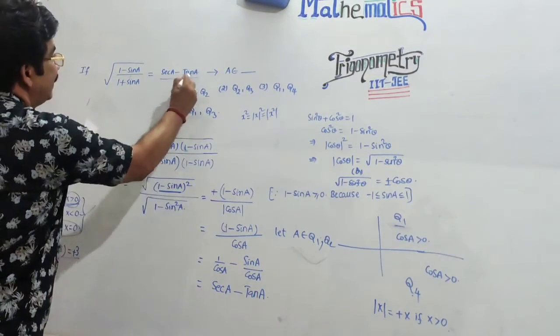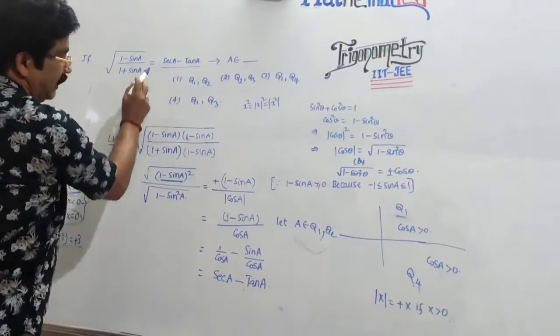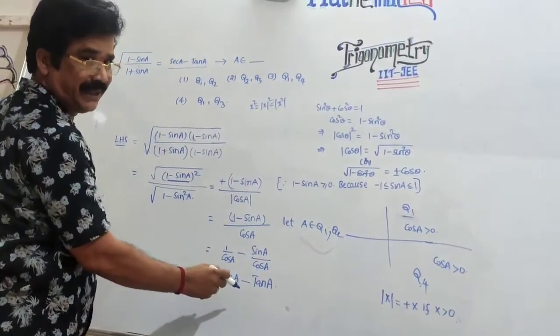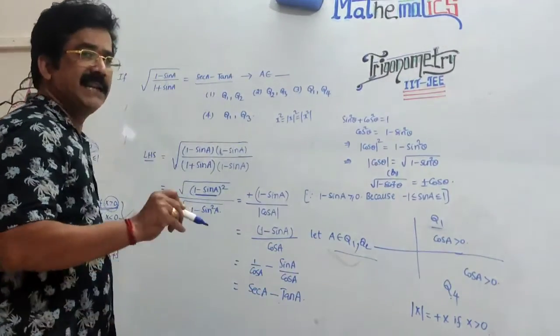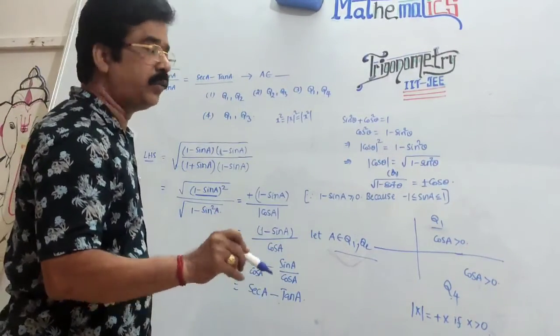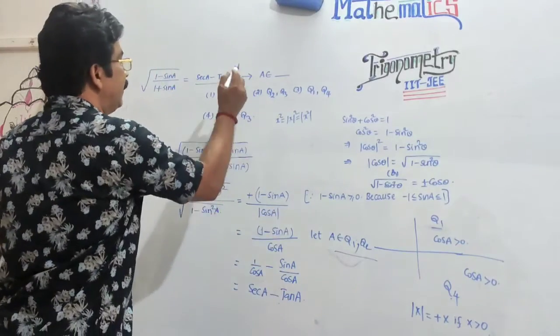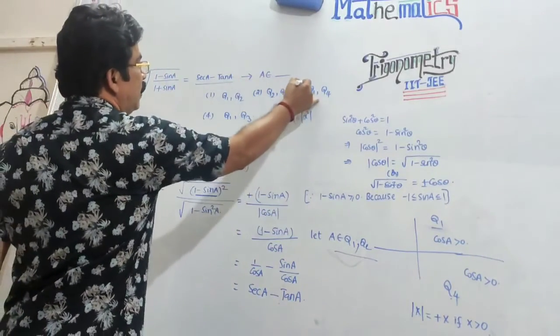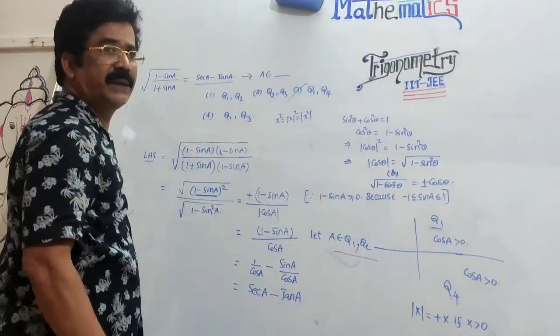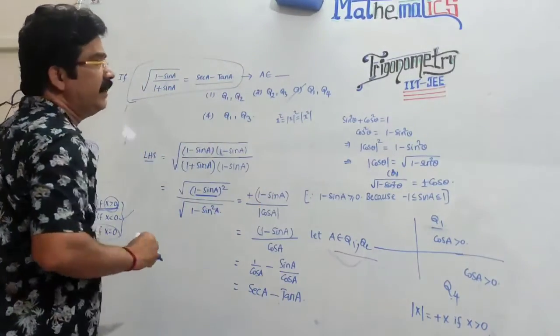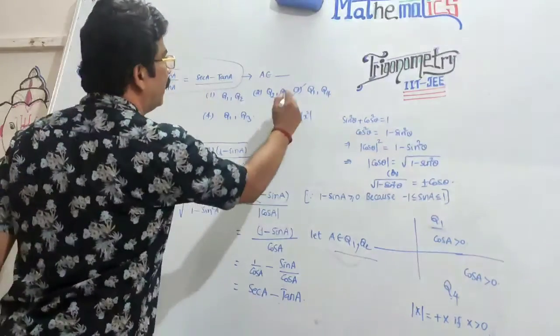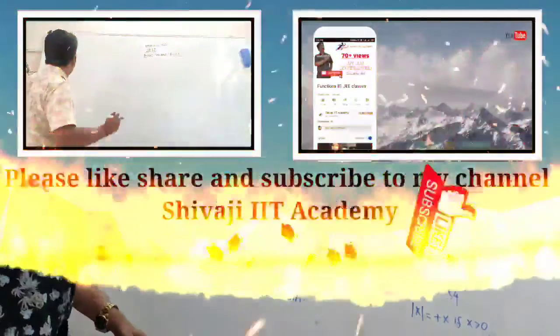What is the RHS? Secant A minus tan A. So how is it possible to write like that, secant A minus tan A? Because A is in either the first quadrant or the fourth quadrant. So therefore, if capital A belongs to either the first quadrant or the fourth quadrant, then only this equation is true or correct. Otherwise, it is not correct. Hence the problem. So the third option is right.